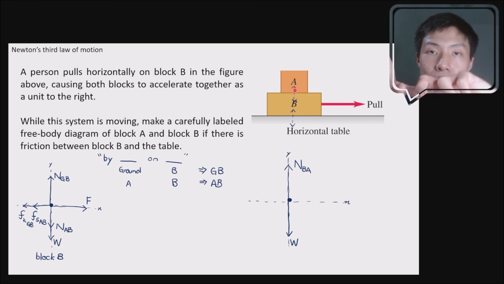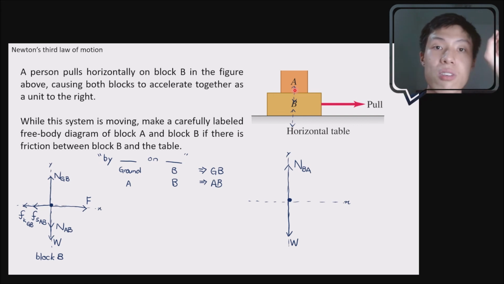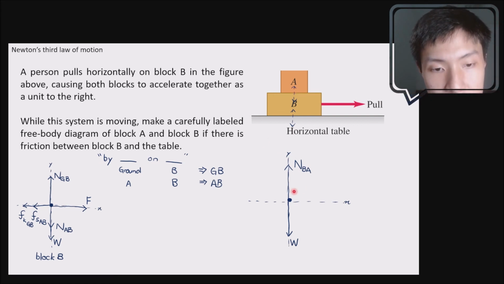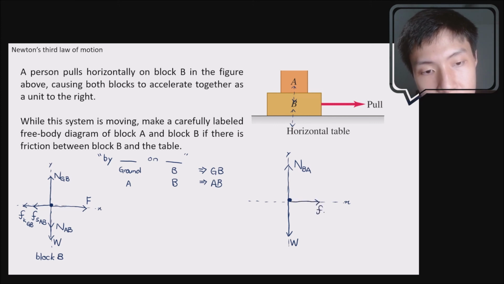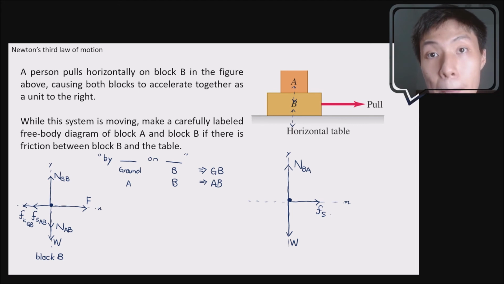So opposite of left is right. So the direction of static friction is pointing to the right. And we label this as Fs, and this is exerted by B on A. So now this is an interesting free body diagram, because object A is able to move because of the static friction.